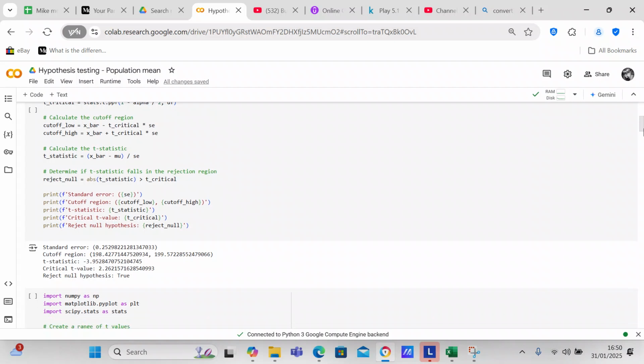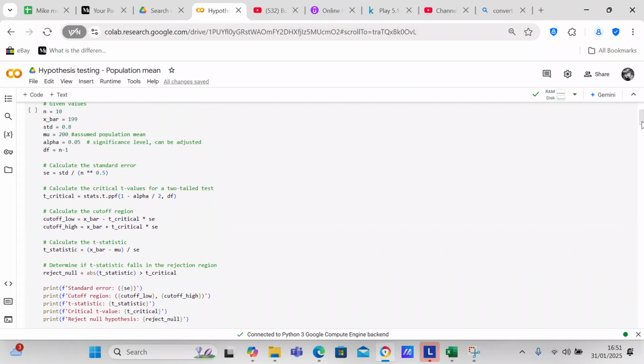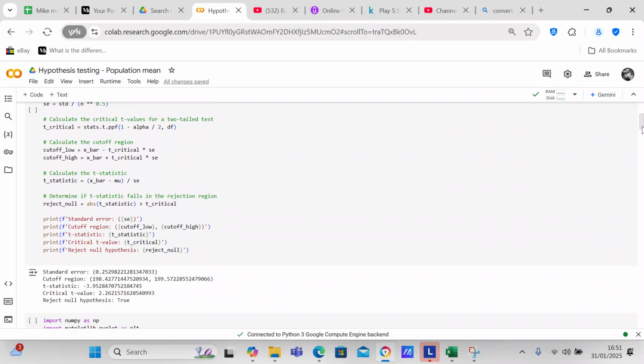So then what we want to do is determine if the t-statistic falls in the rejection region. So reject null equals absolute value of t-statistic is greater than t-critical, and so that's True. So 3.95 is greater than 2.26, so that's true. So that means you're going to reject the null hypothesis. The null hypothesis means that the bottles are going to be 200 milliliters.